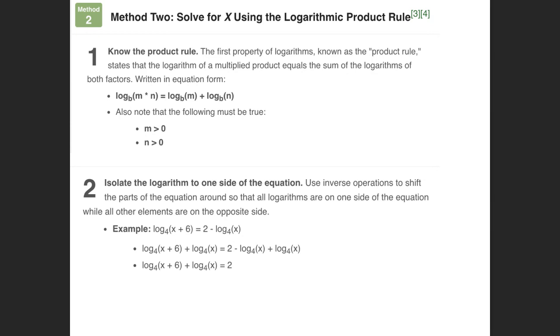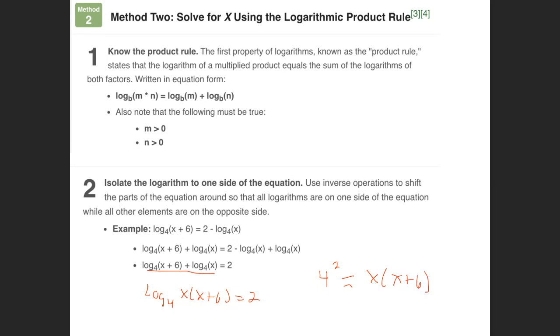Okay, so now I rewrote the problem. I've got it on one side, so now I'm going to rewrite this as a single logarithm. That would be log base 4, and since it's a plus sign, I'd multiply, so that would be x times x plus 6 is equal to 2. Now I'm back to method 1. I've got one logarithm, so I'm going to rewrite it as an exponent. So 4 to the second power is equal to x times x plus 6.